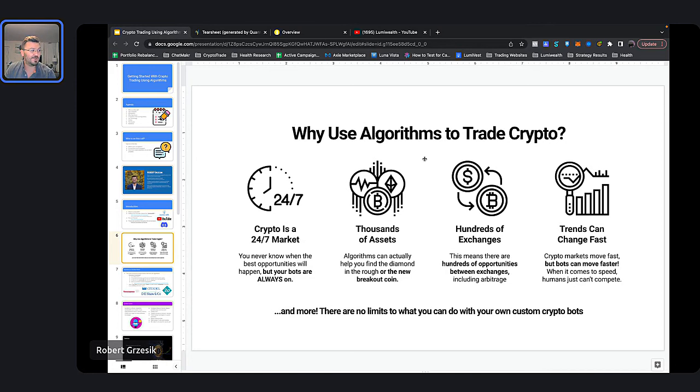Vacations, right? If you're having a long weekend, you can do that and just let your bot make you profit over the weekend, right? So that's one thing. Crypto is 24/7, so it's kind of hard to trade without that. Second of all, there's thousands of different assets.